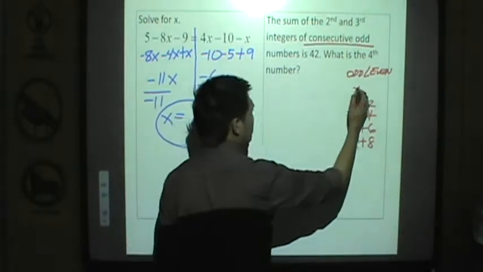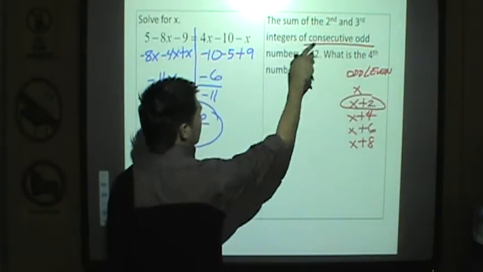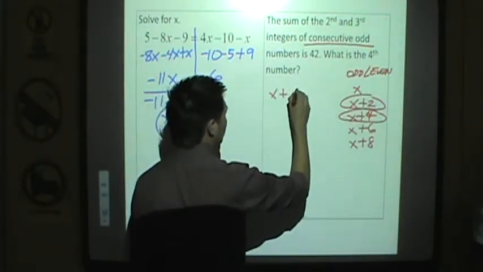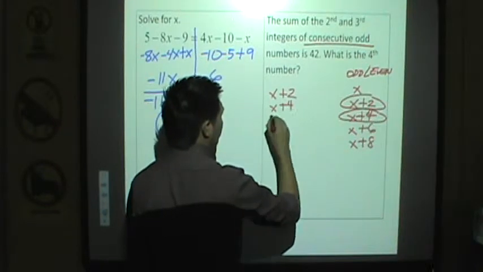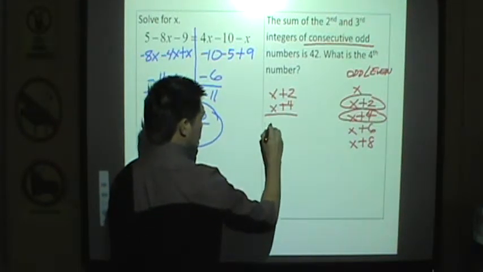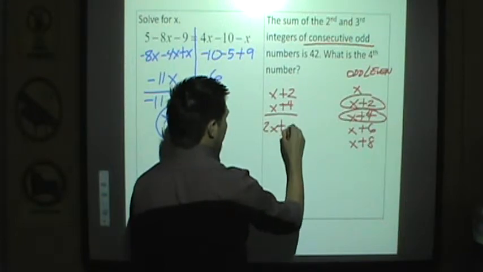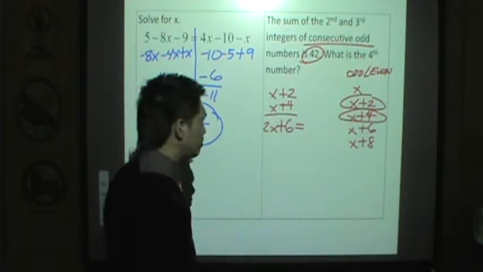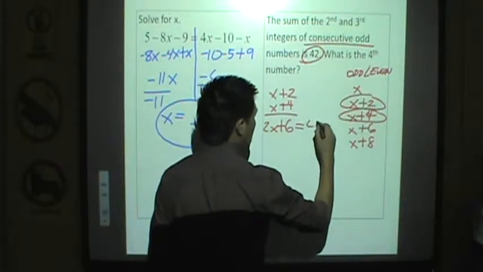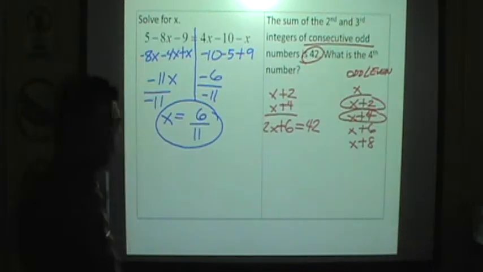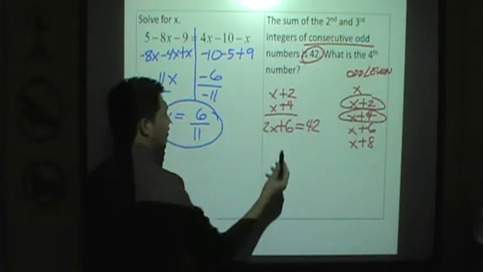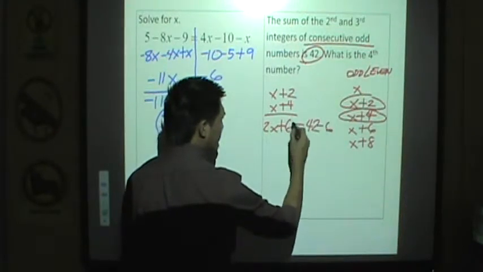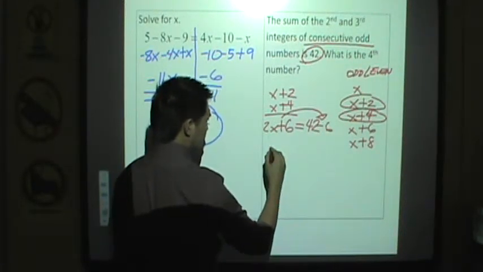Okay? Now for this problem, we only need to get the sum of second. Okay? We have, this is the first, second, and the third. So we only need the second and third, so x plus 2, and then x plus 4. So if we add them, we get 2x plus 6. But according to the problem, the sum would be 42. Okay? And now that we're done setting up, we can go ahead and move over that 6, move it over, becomes minus 6.